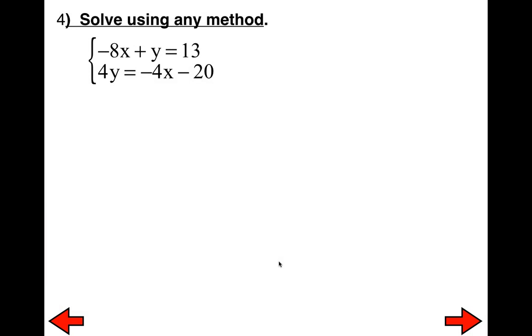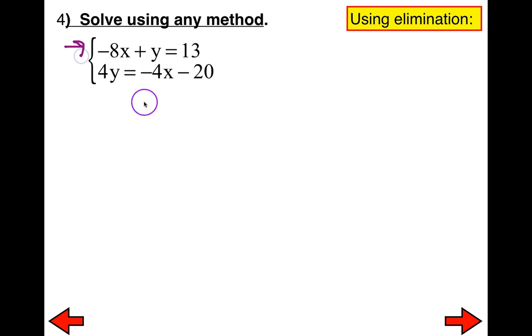So here for number 4, what I'm actually going to ask you to do first is let's take a look at what would happen if we used elimination. So here, the first one's good to go because it's already in standard form. So let's write that down. Negative 8x plus y equals 13.